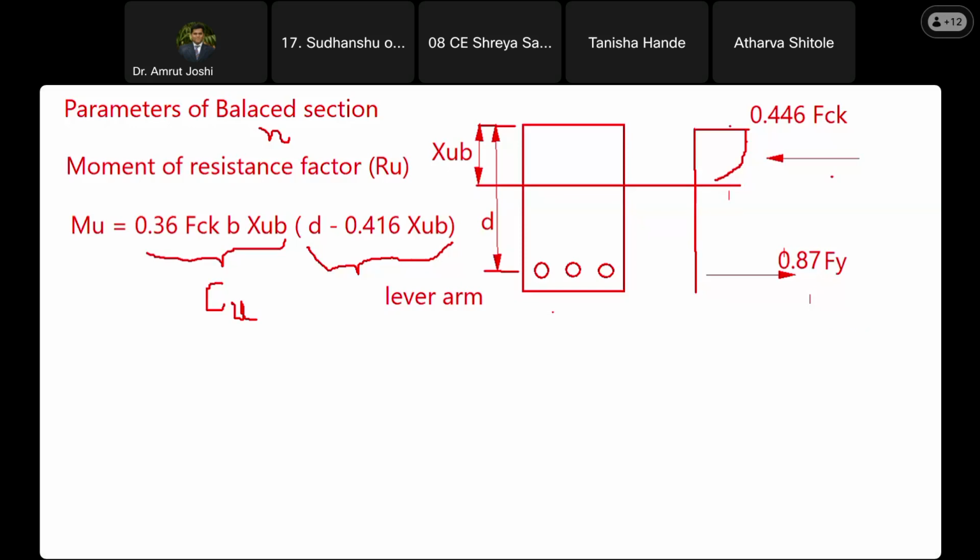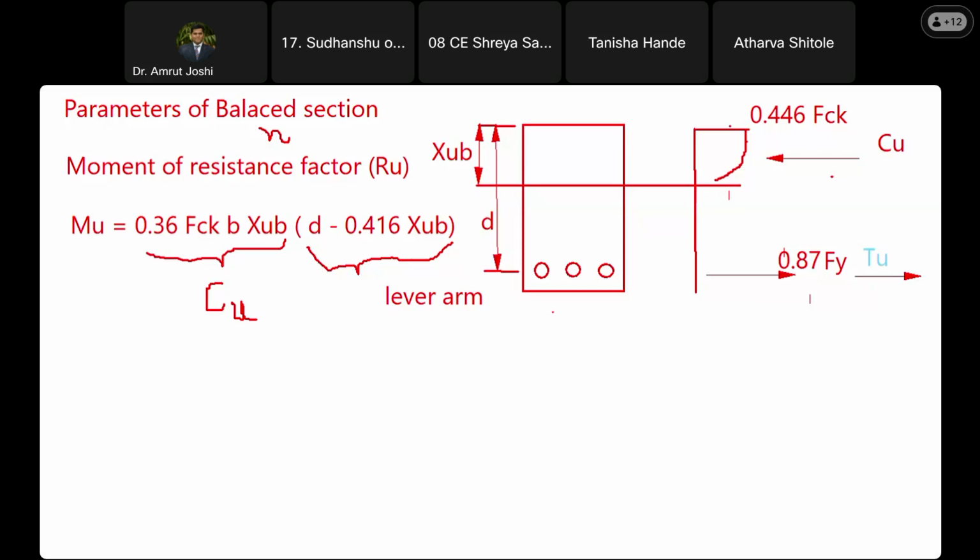And at the location of steel, the stress is 0.87 Fy. If I multiply it by the area, I get the maximum tensile resistance, the tensile force that is offered. I call that tensile force Tu. We already discussed that for equilibrium, if I apply summation Fx equal to 0, Cu minus Tu has to be equal to 0. That means Cu has to be equal to Tu.